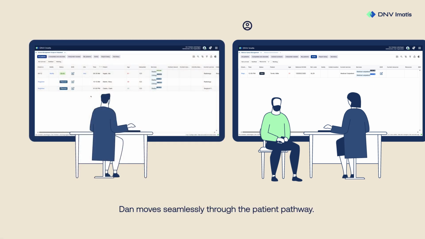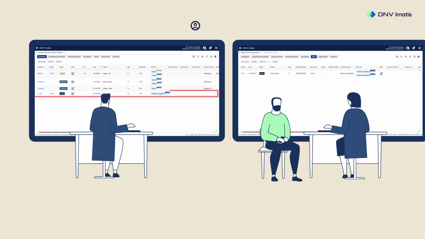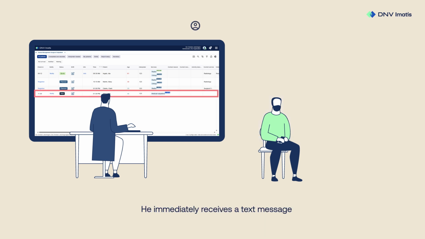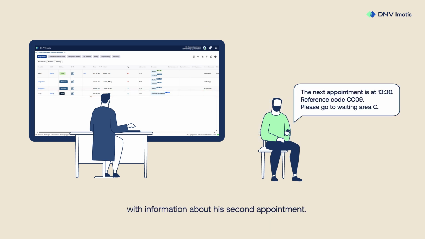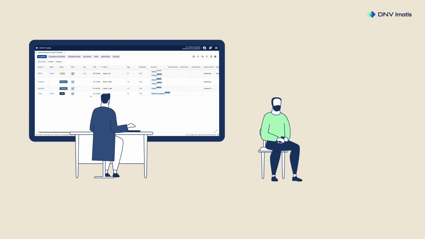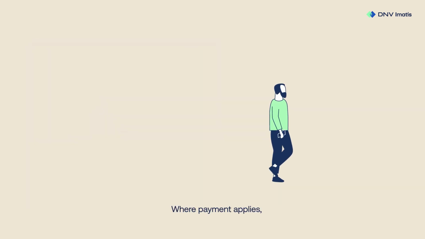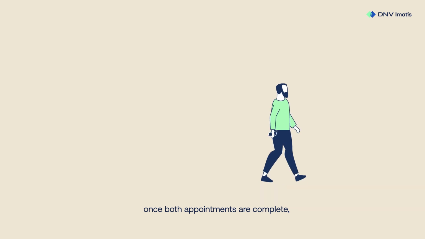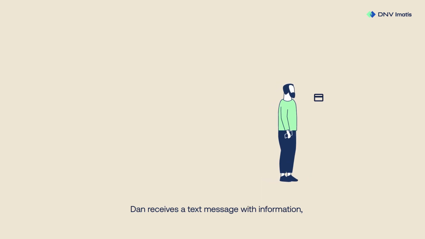Dan moves seamlessly through the patient pathway. He immediately receives a text message with information about his second appointment. Where payment applies, once both appointments are complete, Dan receives a text message with information, allowing him to choose from several payment options.